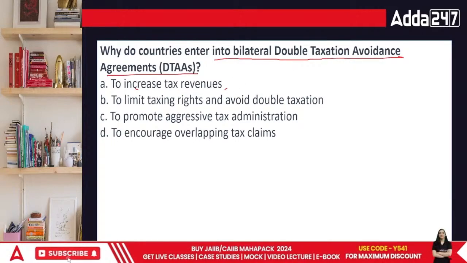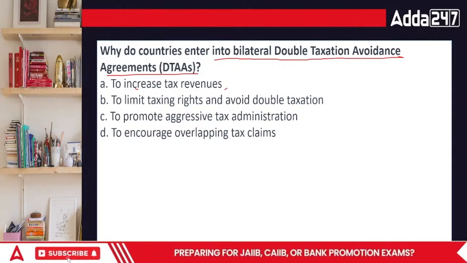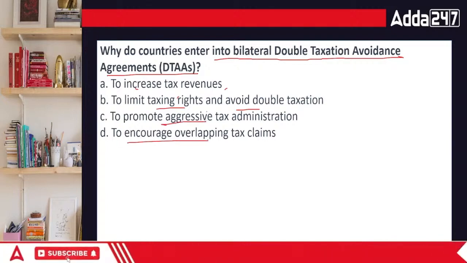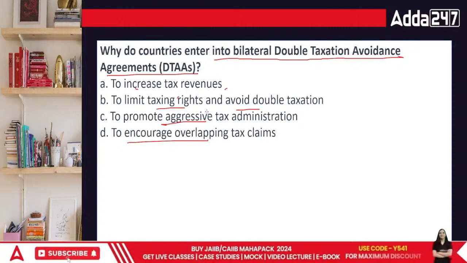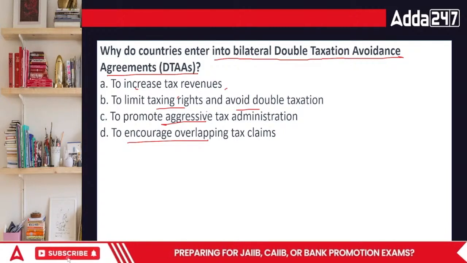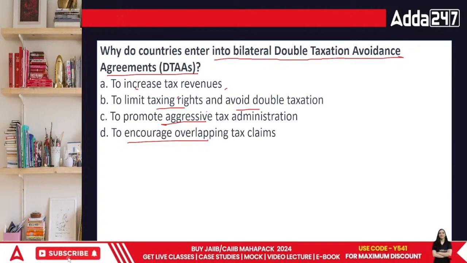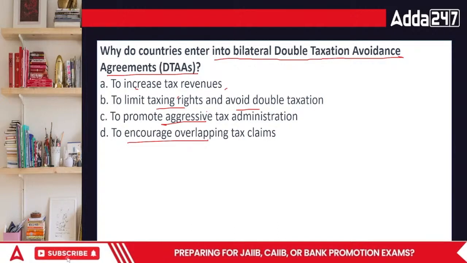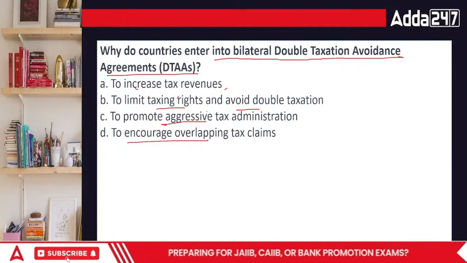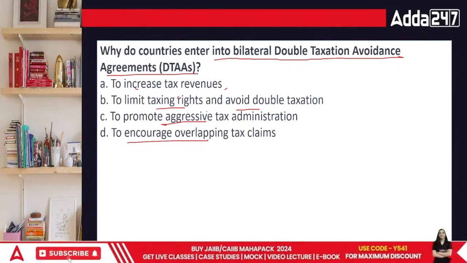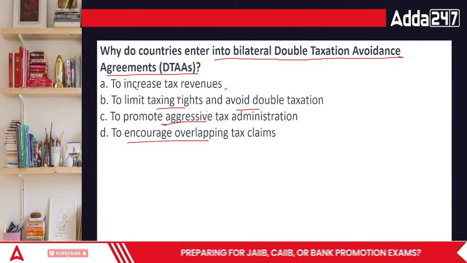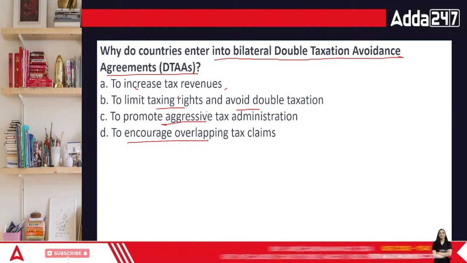Why do they enter the DTAA, everyone? To increase tax revenues, to limit taxing rights and avoid double taxation, to promote aggressive tax administration, or to encourage overlapping of tax claims. Double taxation avoidance agreement. Avoidance simply means this is what they do not want. If a person is facing tax in both countries, why would he disclose that information? What would happen if I give my information to everybody and ultimately I have to pay a lot of money? It's just not worth it, isn't it? If I buy something from, say, the USA, and I have to pay tax in the USA as well as in India, what will happen? Ultimately, with double taxation, the person would feel, why should I even show it?